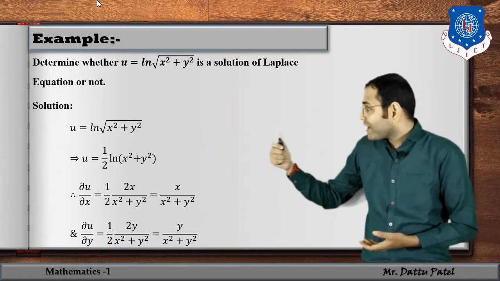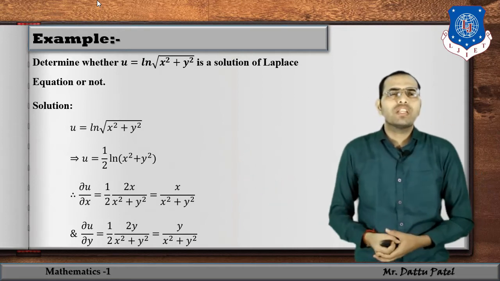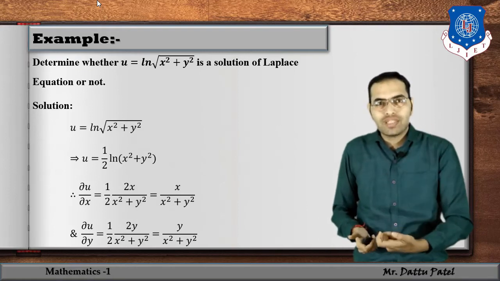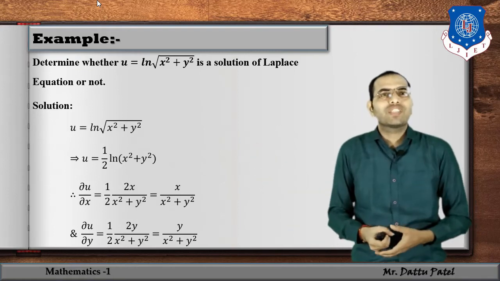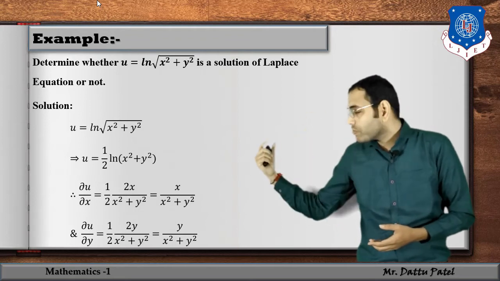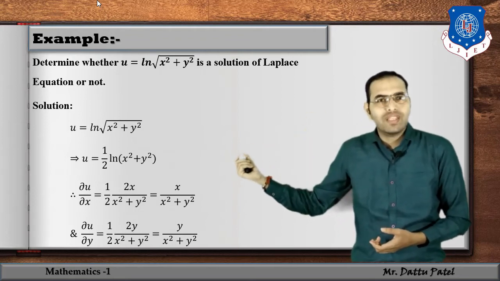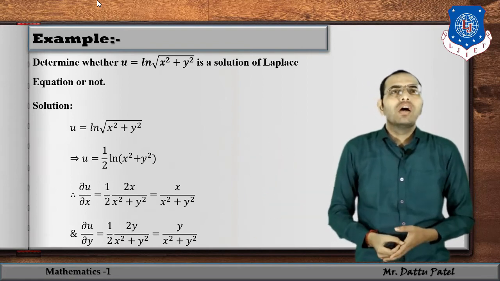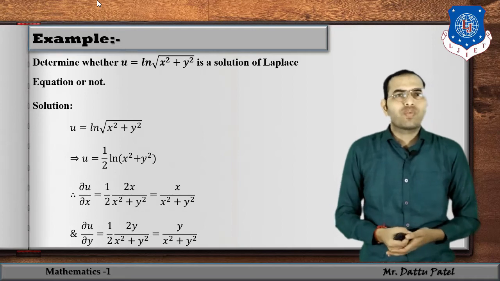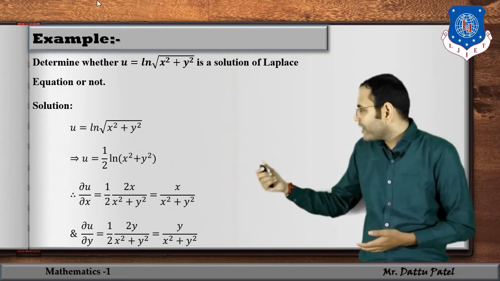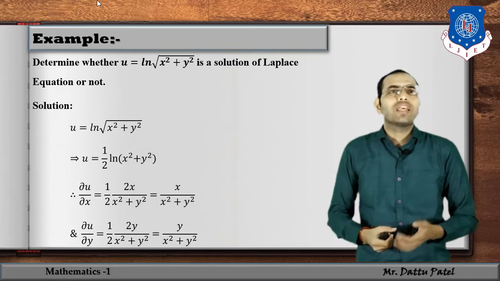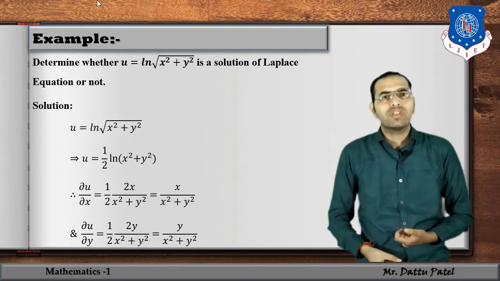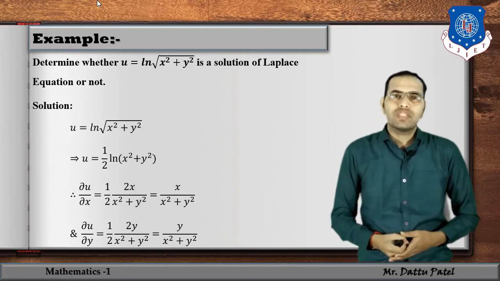Firstly, take the partial derivative of u with respect to x and with respect to y. Obviously, del u by del x equals the derivative of log, that is 1 upon x, so we can write 1/2 into 1 upon x square plus y square, then the derivative of x square plus y square: the derivative of x square is 2x, and y square is constant, so its derivative is 0. It becomes x upon x square plus y square. Likewise, the derivative with respect to y is 1/2 into 2y upon x square plus y square. Here the 2 cancels out, and the remaining term becomes y upon x square plus y square.